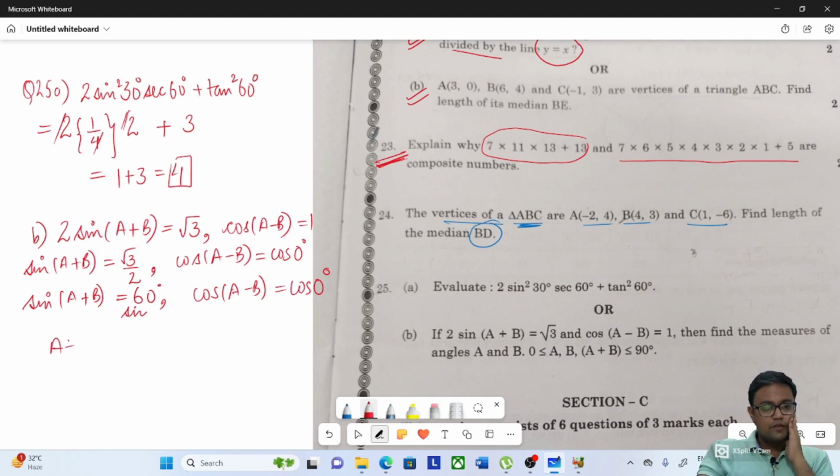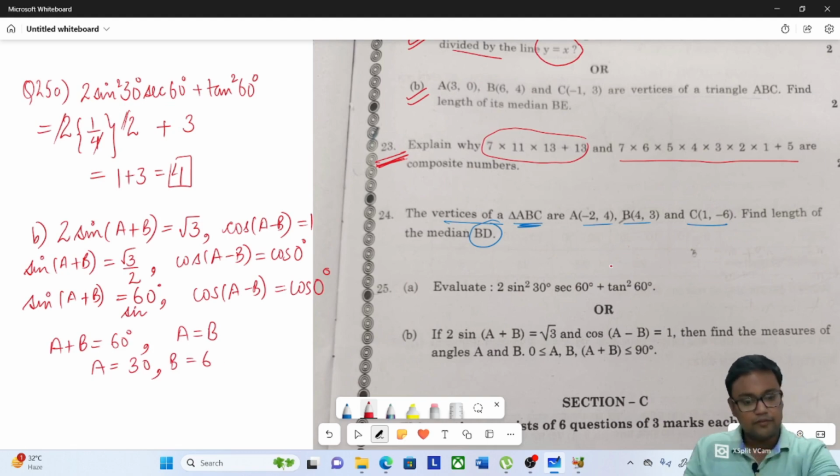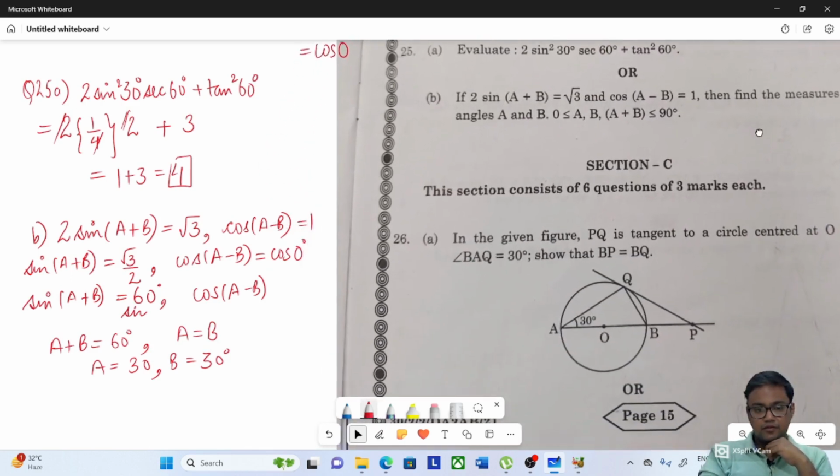So A plus B, after comparing the angles, children, I will get that as 60, and A minus B equal to 0, or I can write A equal to B. So A is 30 and so is B, right? Sorry, 30, because both are equal and their sum is 60. So we got the second option's answer as well. Now see which question lies next.